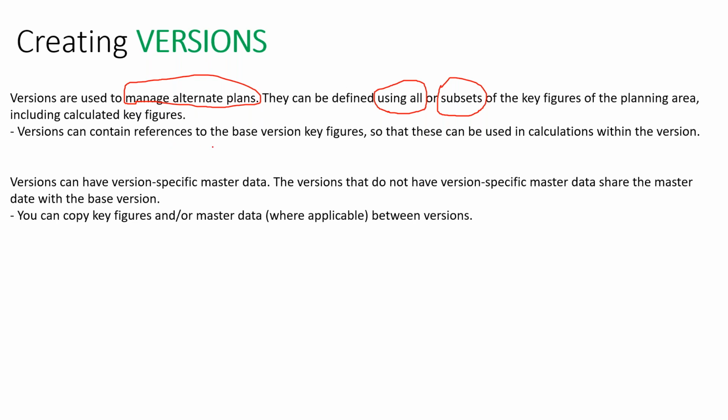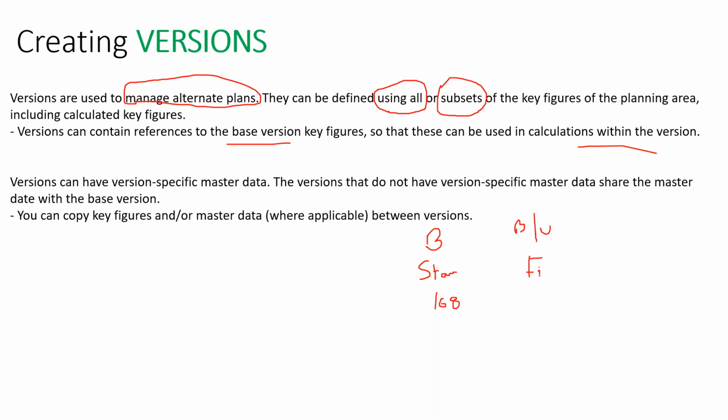Versions can contain references to the base version key figure so that these can be used in calculations within the version. For example, here there is a key figure called standard capacity. That is 168 hours, the standard capacity for one week. This cannot have a base version and an upside version, it is just a base version. And then there is another key figure called final available capacity. So this could be both a base version and then an upside version.